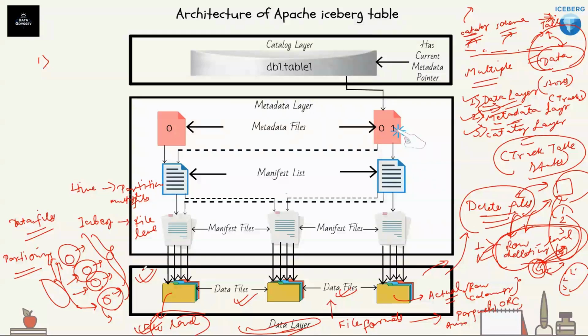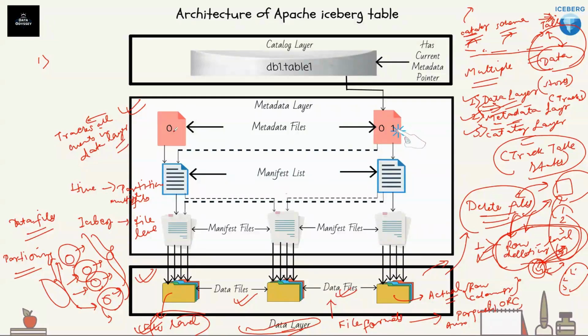Now the second layer is the metadata layer, and this is also one of the most important layers within the Apache Iceberg table. So we have the metadata layer over here, and what does it do? Basically, it keeps track of what's happening in the data layer. It tracks all events in the data layer.